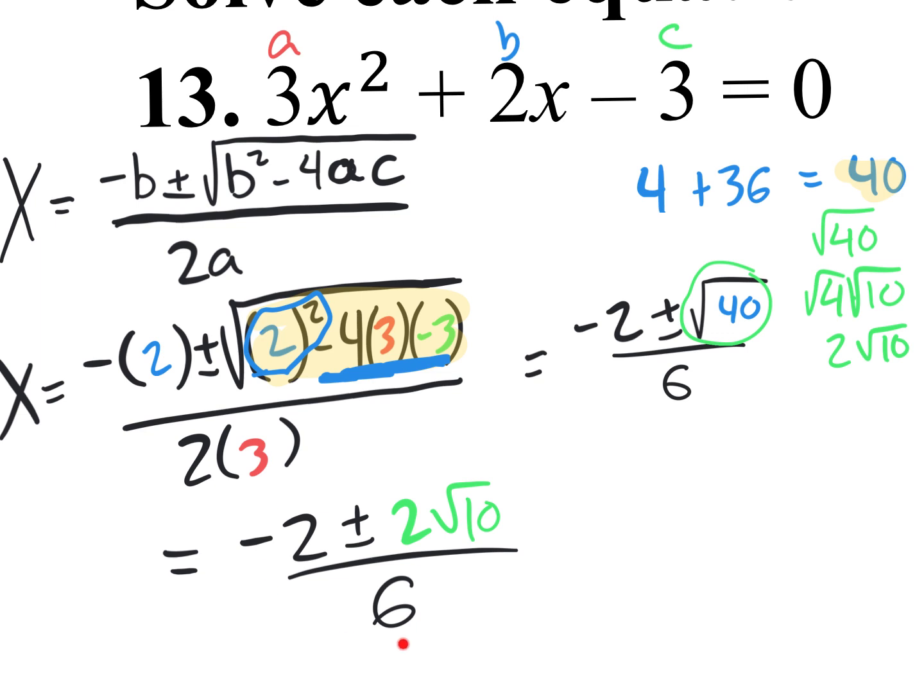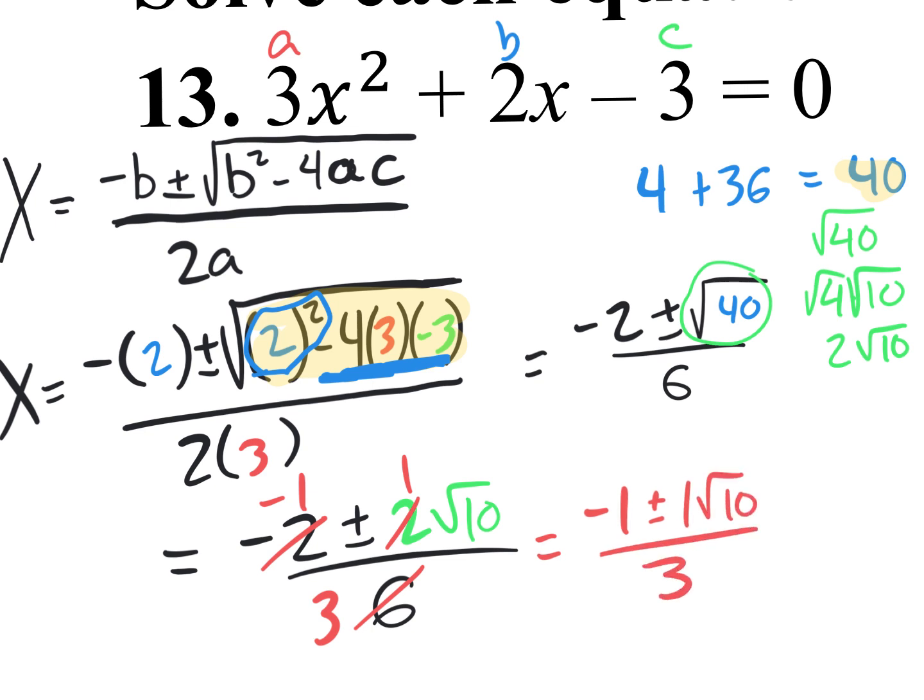Now, if you look for this answer on the multiple choice, you won't see it either. Why? Because you have 1, 2, 3 terms, and they're all able to be reduced. They're all divisible by 2. So if you divide by 2, negative 2 divided by 2 is negative 1. 2 divided by 2 is 1. 6 divided by 2 is 3. There's your final answer. It's technically negative 1 plus or minus 1 square root of 10 over 3.